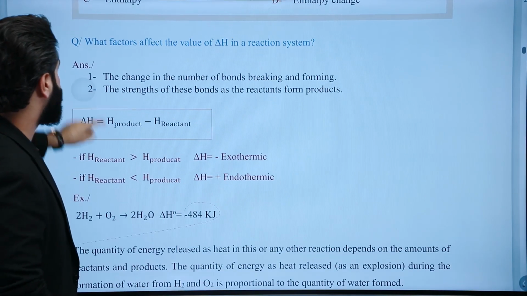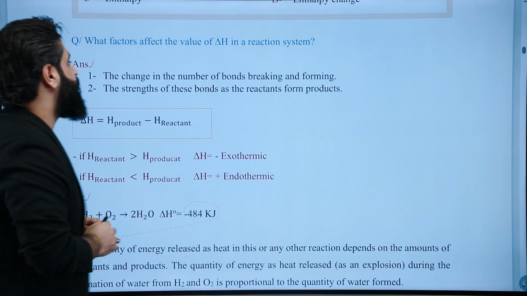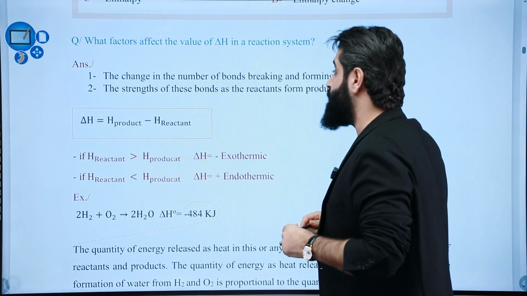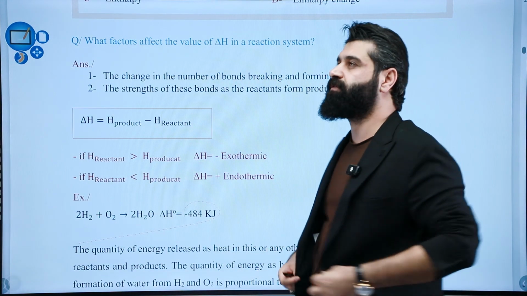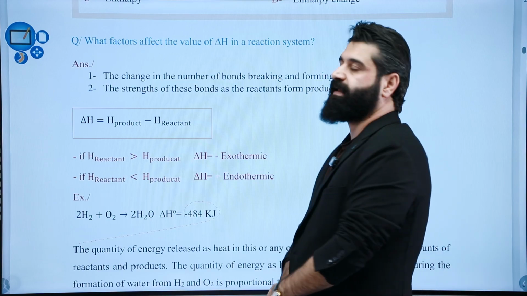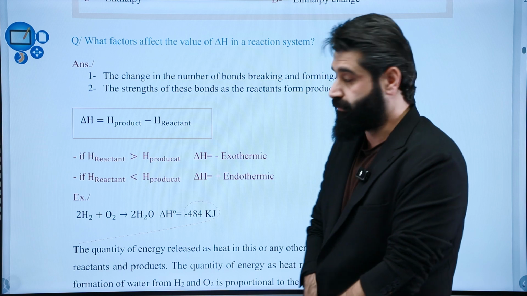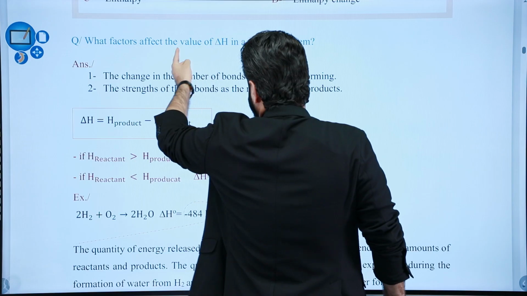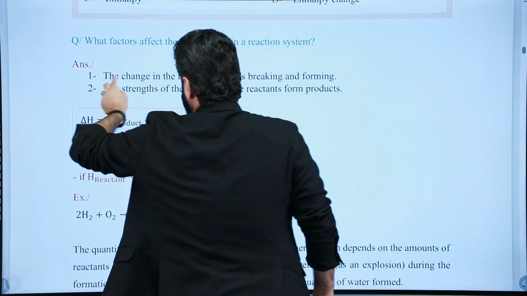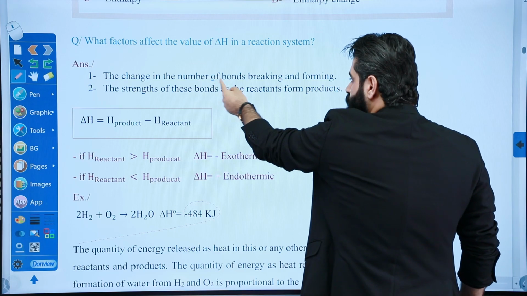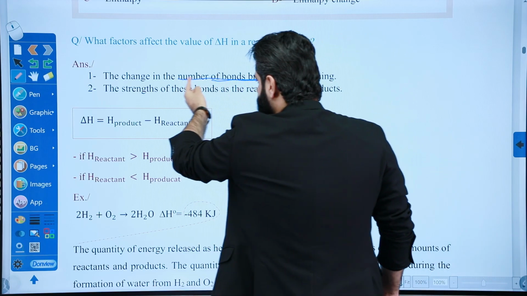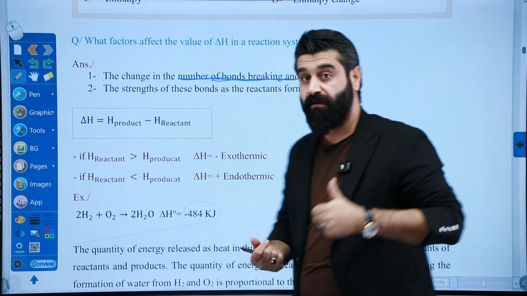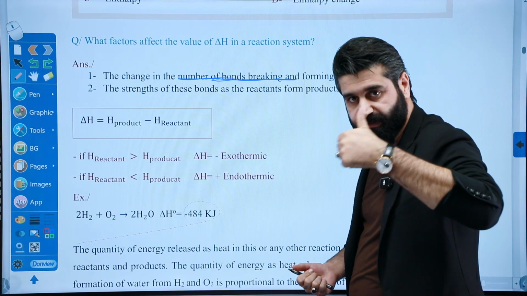Let's move up. What factor influences the value of delta H? So delta H of any system can be influenced by some factors, and also it has resistance against some other factors, right? So we have two factors that affect the value of delta H. The first one is the change in the number of bonds. If the bond is double or triple or single, it has an effect on the value of delta H. Be careful.